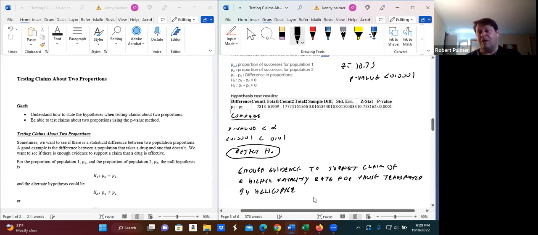Okay, I should also say at the 0.01 significance level. I'd like to include that. So there's enough statistical evidence to support the claim that there's a higher fatality rate for those transported by helicopter than those transported by ground ambulance at the 0.01 significance level, although this would probably be valid at even higher significance levels.